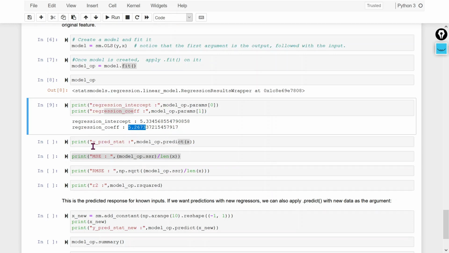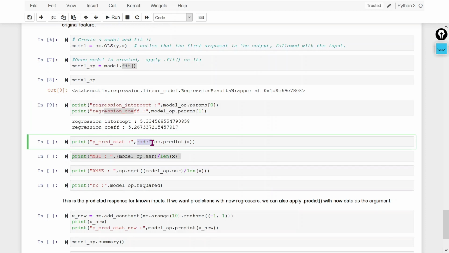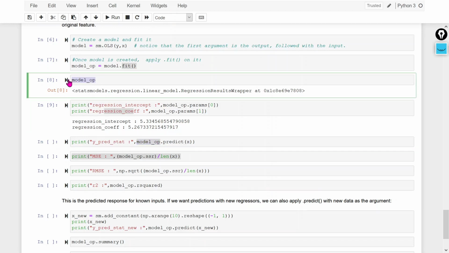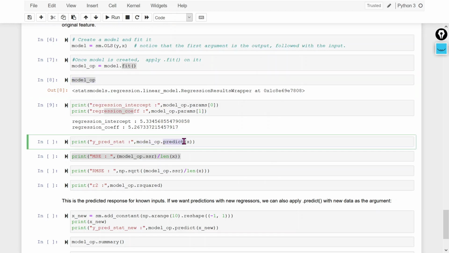Now we have created the model. So how can we do the prediction? For prediction we use our created model and the predict method, and I am going to use the input data, the x variable. How can we evaluate our model? We evaluate our model with the help of the sum squared error. How can we calculate the mean squared error?